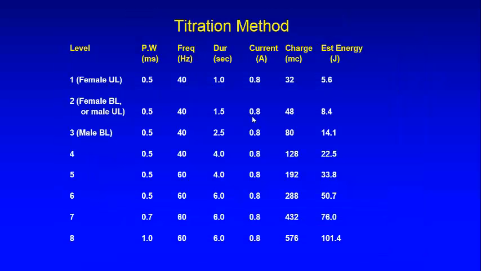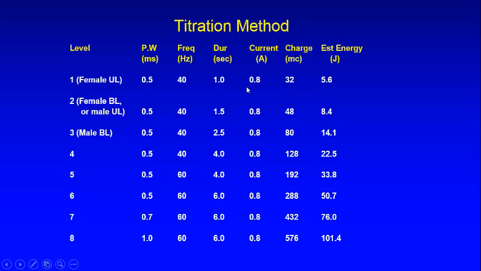Now, how would we titrate? Well, if you've got one of these machines that has 4 knobs, here you can see what we've done with this titration method. We've decided to keep the pulse width at 0.5 milliseconds throughout this tracing until we've maximized all three of the other possible settings.